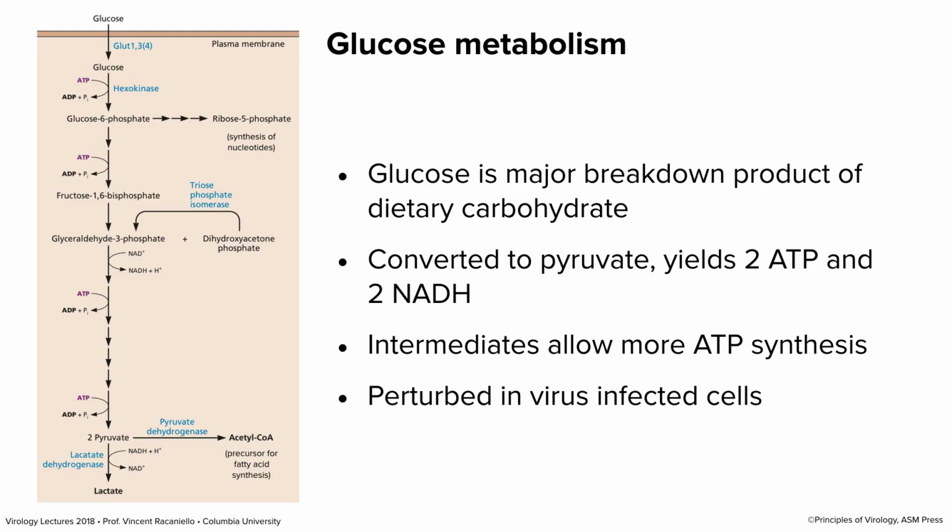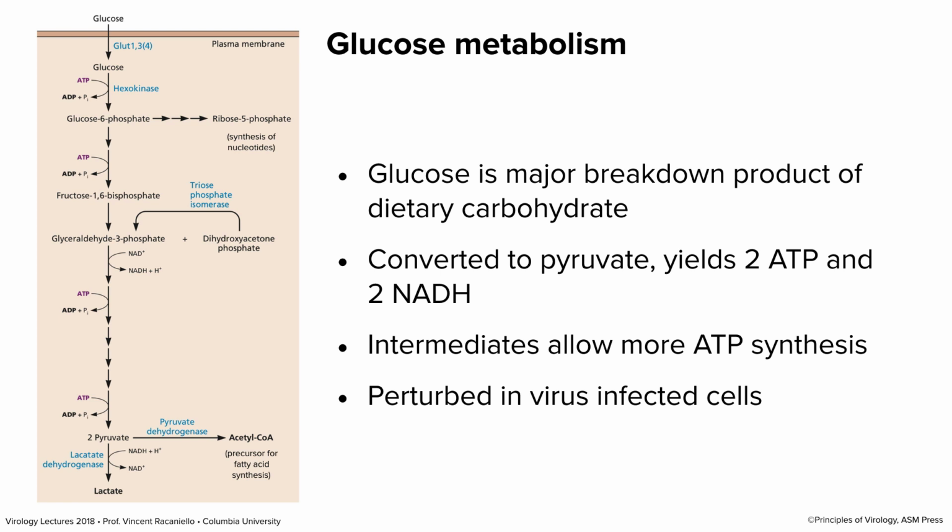Here is the pathway of glucose metabolism. Glucose, of course, is a major breakdown product of the carbohydrates that you eat. This pathway imports glucose into the cell by a specific transporter. It then goes through the glycolytic pathway. It's converted to pyruvate, and that in the end gives you some energy in the form of ATP and NADH, which can go on and be converted to ATP as well. And a lot of these intermediates can be shunted off, and you can make more ATP from them as well.